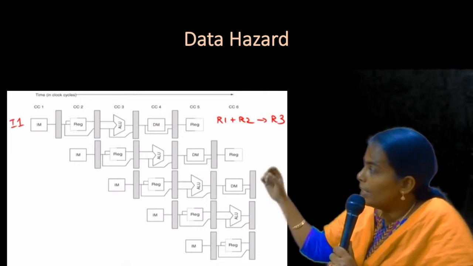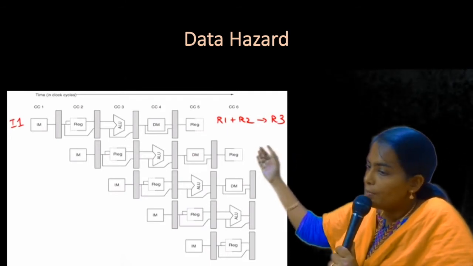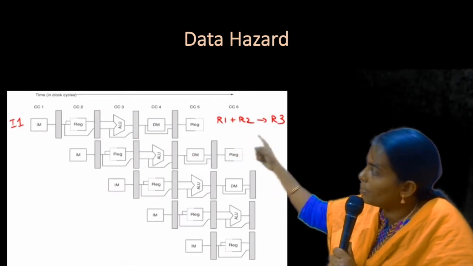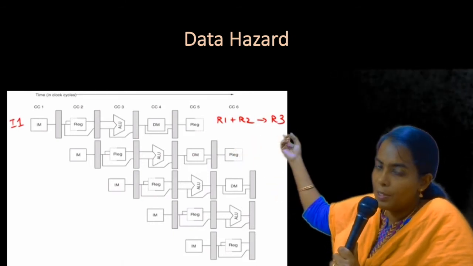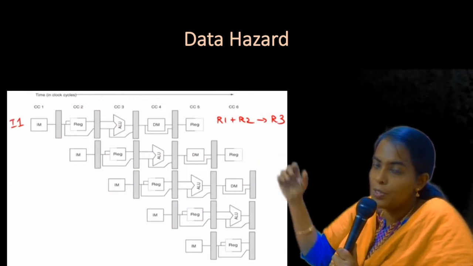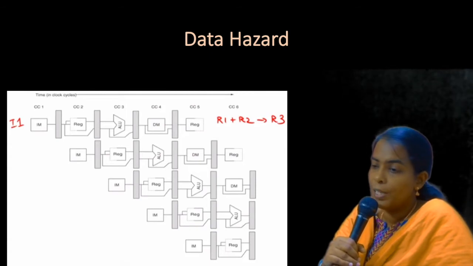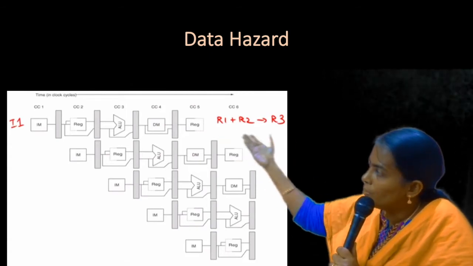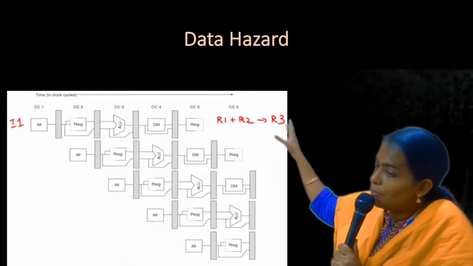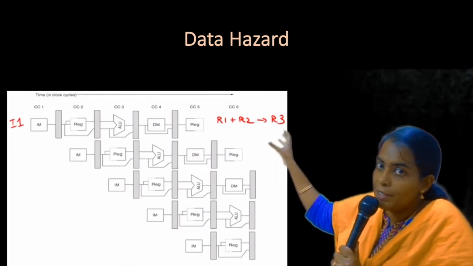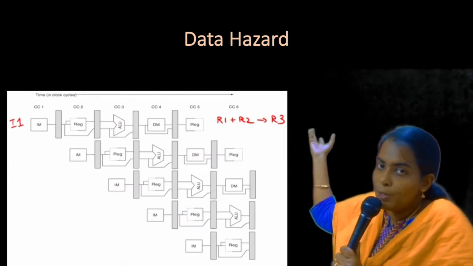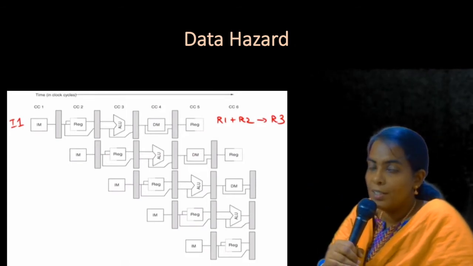In this example, you can visualize that the first instruction is performing R1 plus R2 is equal to R3. So the register values R1 and R2 are added and the result has to be stored in the register R3. The first instruction goes through the sequence of processes as I have explained in the previous lecture. At the 5th clock cycle, only by the end of the 5th clock cycle, we will be able to obtain the value of the register R3.